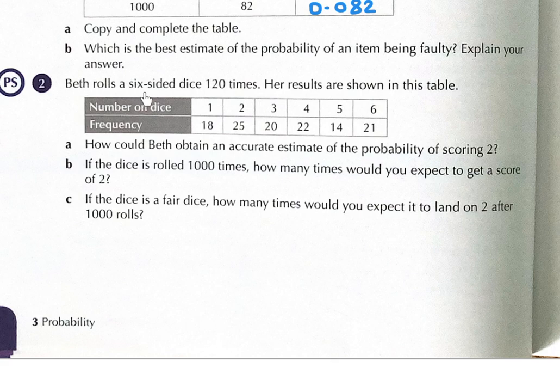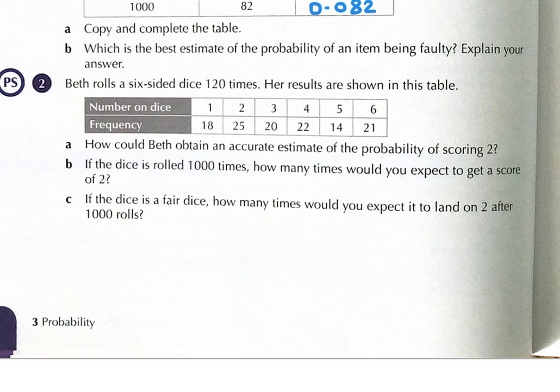Beth rolls a six-sided dice 120 times. The results are shown in the table. How could Beth obtain an accurate estimate of the probability of scoring 2?